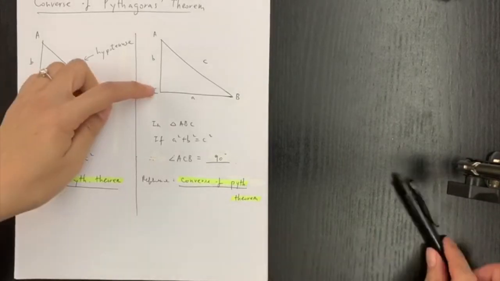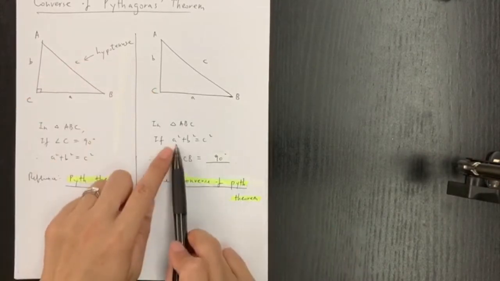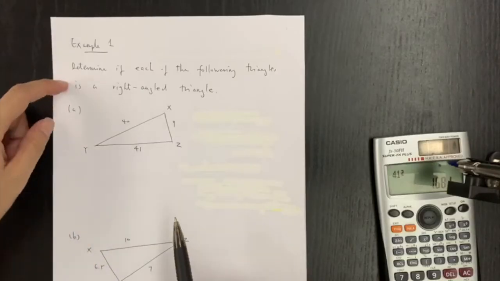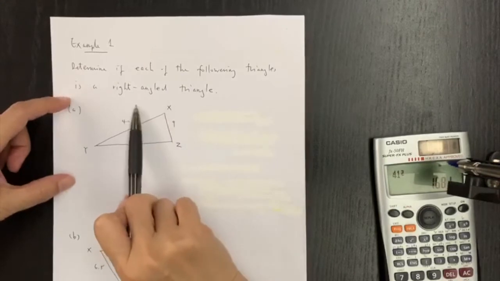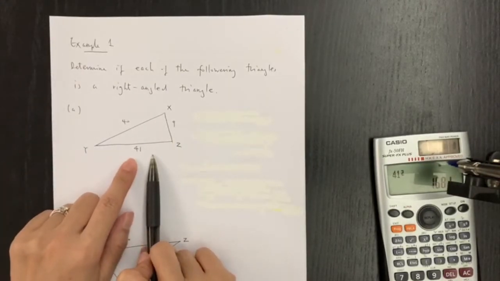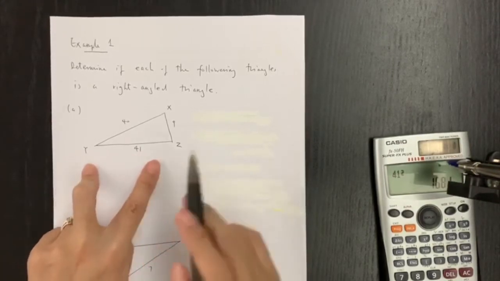We don't know whether this is a right angle or not. If it is a right-angled triangle, that means we must be given this condition. Okay, so example 1, we have to determine whether each of the following triangles is a right-angled triangle. So here, this is a triangle, but we don't know whether it is right-angled or not. So 41 is the longest one, so I start with the longest one.